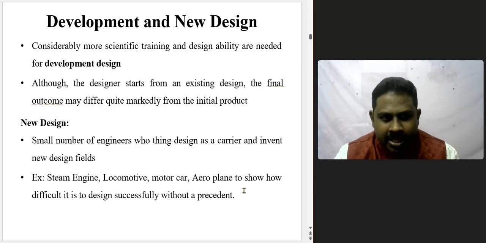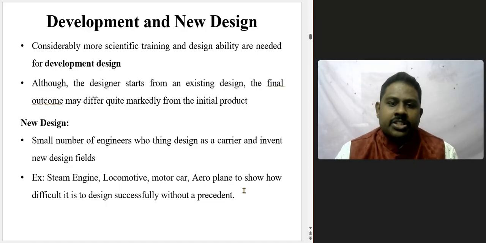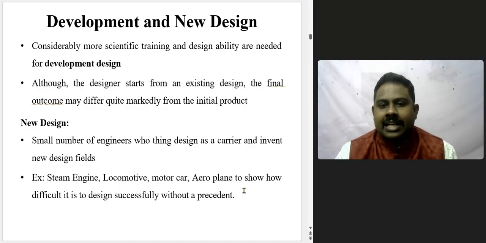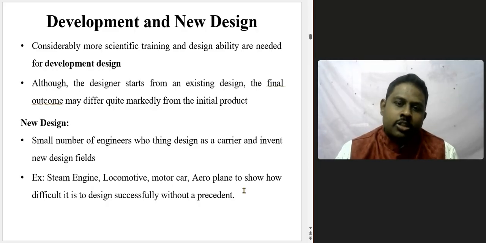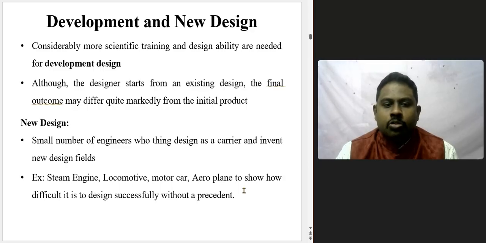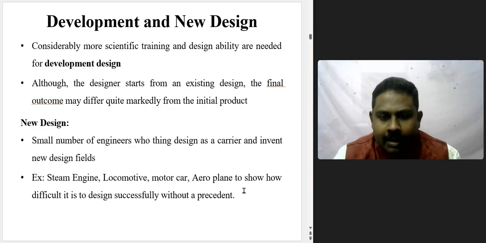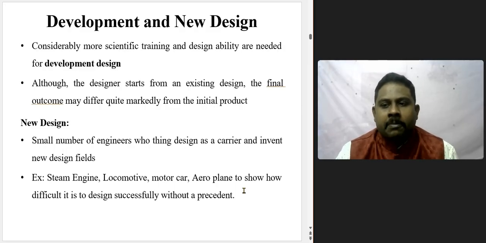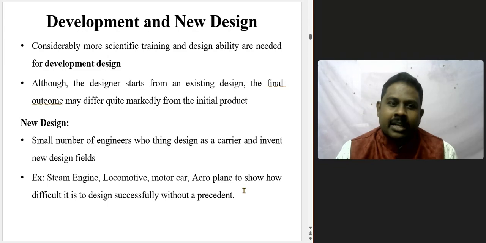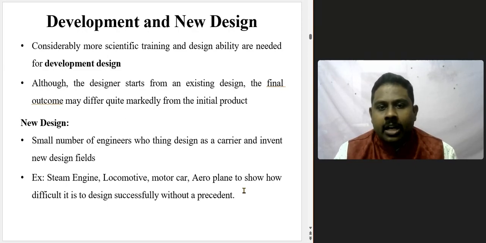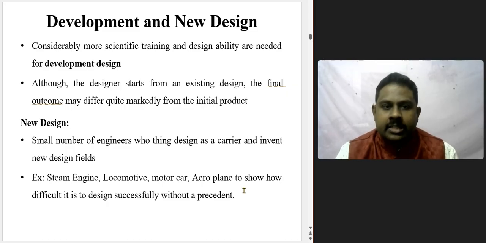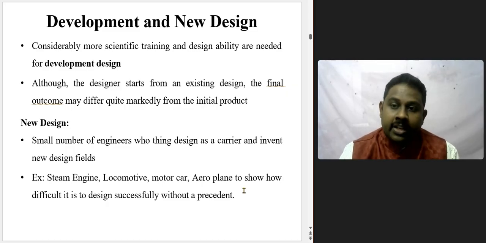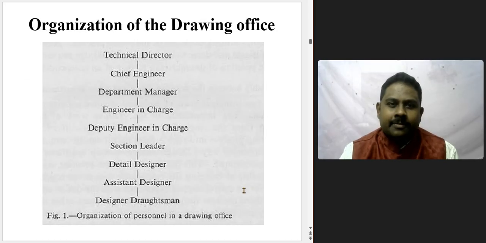And after that, what is the meaning of new design? A small number of engineers who think of design as a career invent new designs. For example, the steam engine, locomotive, motor car, aeroplane, to show how difficult it is to design without a precedent design. So that is very important. While the Wright brothers were inventing the aircraft, that was a new design for them. But currently, whatever existing things you are doing are of the adaptive and modification design type only. So these three are very important in terms of design.